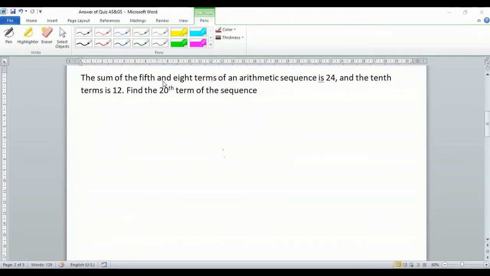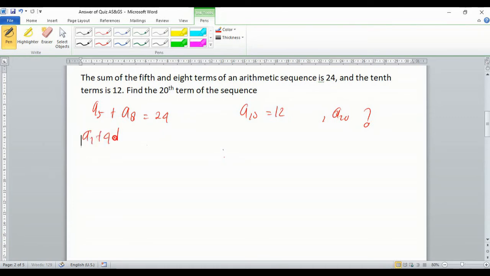The sum of the fifth and eighth terms of an arithmetic sequence is 24. The 10th term is 12, and you need to find the 20th term of the sequence. So from here, the fifth term plus the eighth term is equal to 24, and the 10th term is 12. You need to find the 20th term. You can use the middle term, you can use anything you want, but I use the easiest way for me, I think.